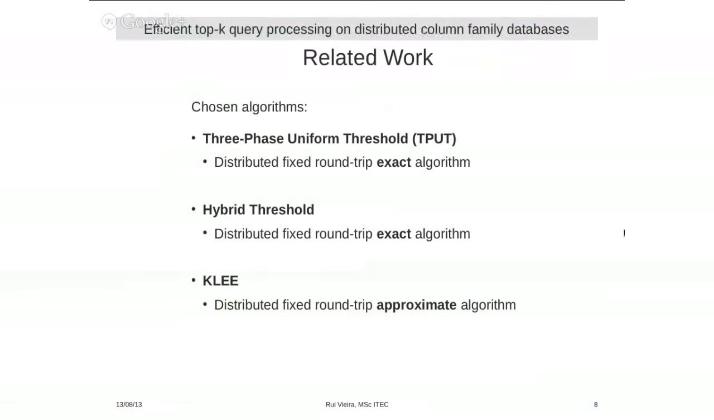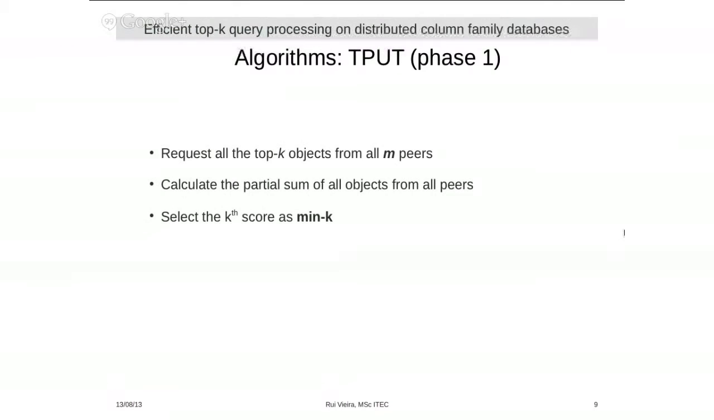So it gives us approximate answers to the top K query search. This is just going to be a very quick overview of the algorithms. By definition, describing an algorithm might be repetitive, so I'm not going to bore you with that. For instance, TPUT on the first phase requests all the top K objects from all the peers.